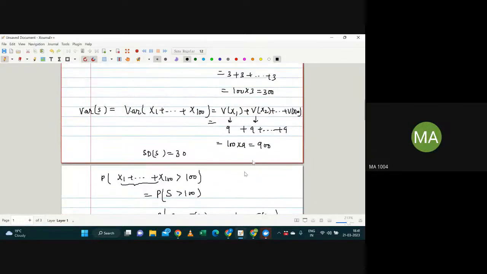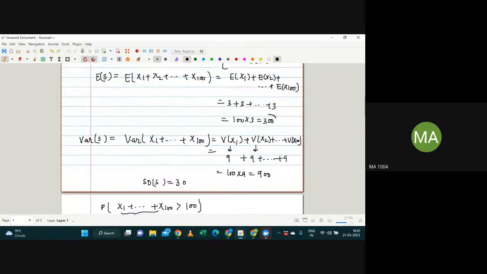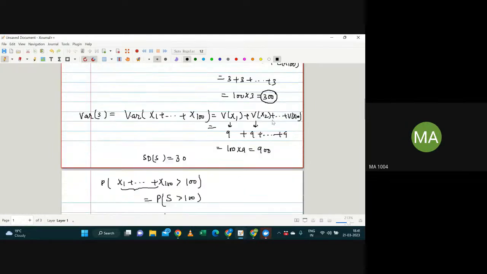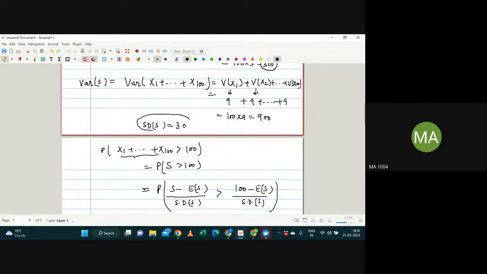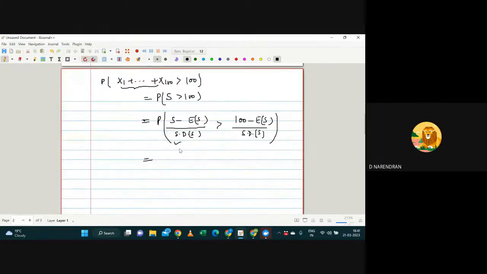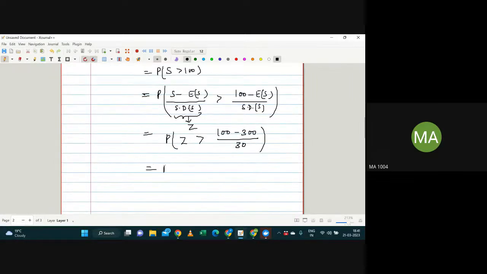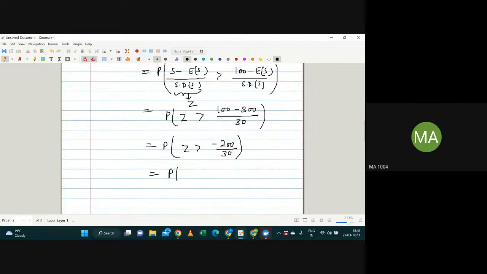What is the expected value of S? 300. What is the standard deviation of S? 30. Can I write it in terms of Z? So Z greater than 100 minus 300 divided by 30. So probability Z greater than minus 200 divided by 30, so probability Z greater than minus 20 by 3.